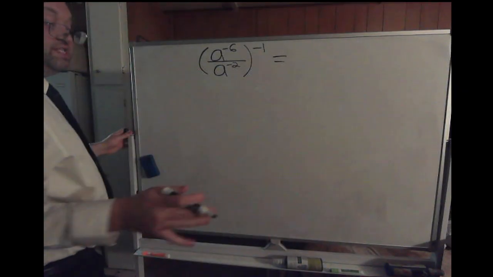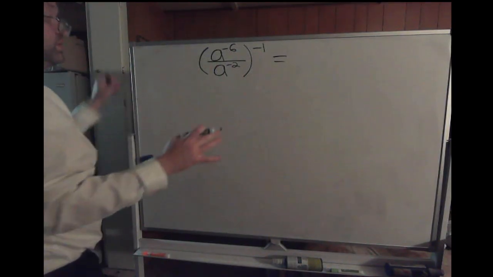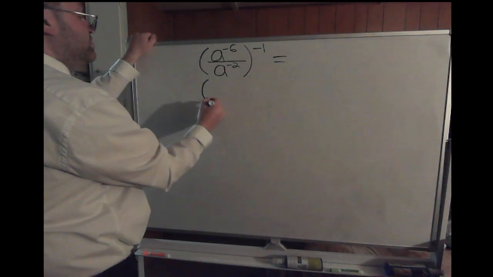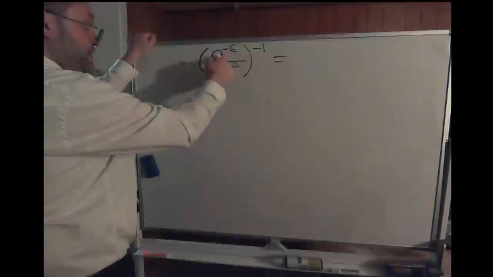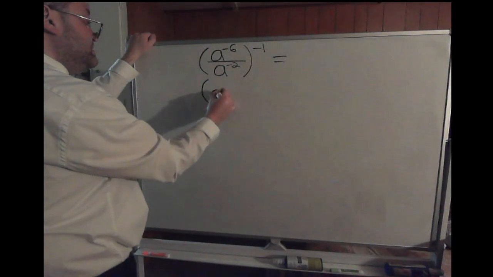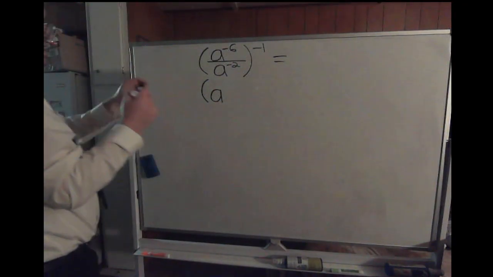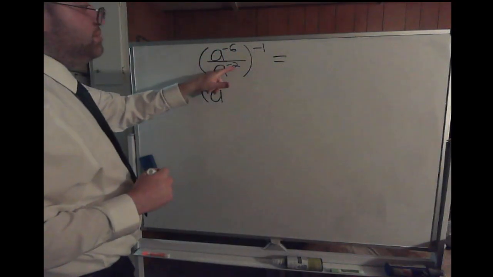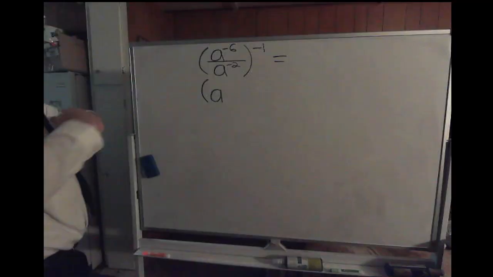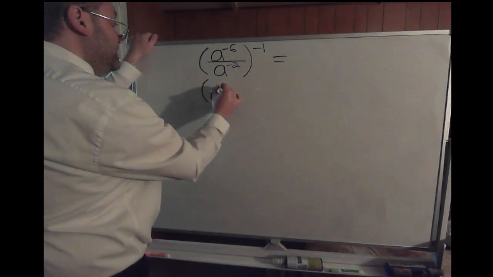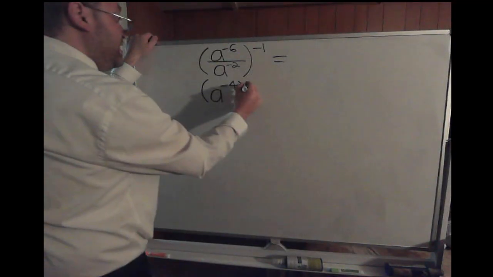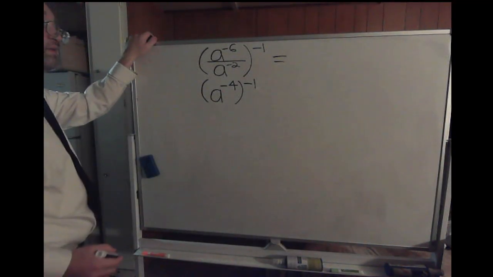Order of operations dictates work in your parentheses first. So what we have here is the same base to a power divided by the same base to a power. You're going to keep your base of a, then take negative 6 minus negative 2, which turns into negative 6 plus 2. Negative 6 plus 2 is negative 4. So that becomes a to the negative 4th, that whole quantity to the negative 1st power.